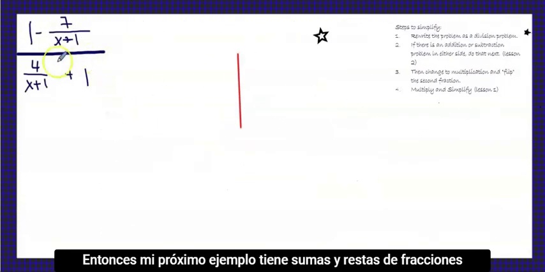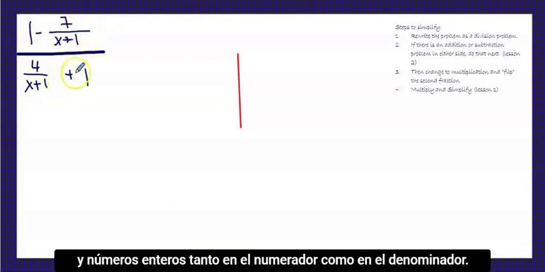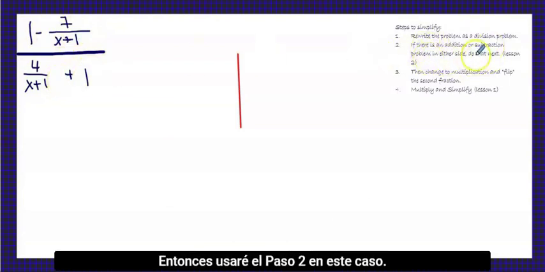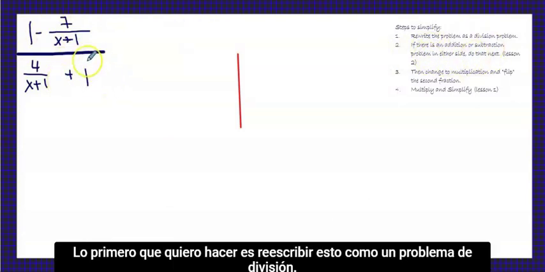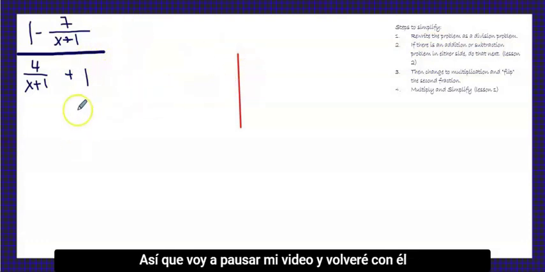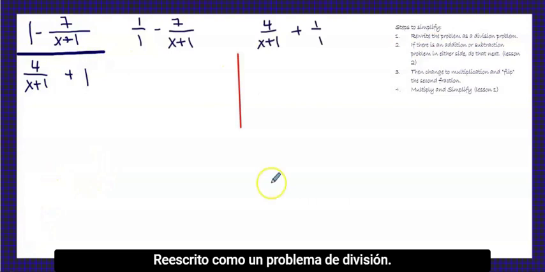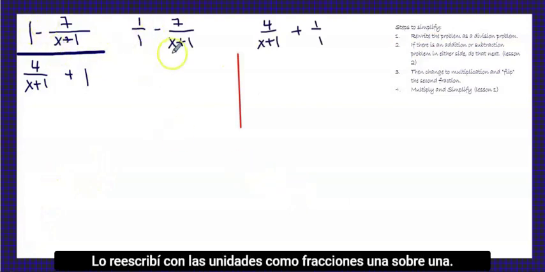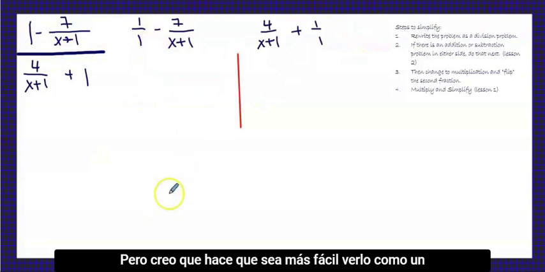So my next example has addition and subtraction of fractions and whole numbers in both the numerator and denominator. So I will be using step 2 on this one. First thing I want to do is rewrite this as a division problem. So I'm going to pause my video and I'll come back with it rewritten as a division problem. I rewrote it with the ones as fractions, 1 over 1. You don't have to do that, but I think it kind of makes it easier to look at it as an addition and subtraction problem.